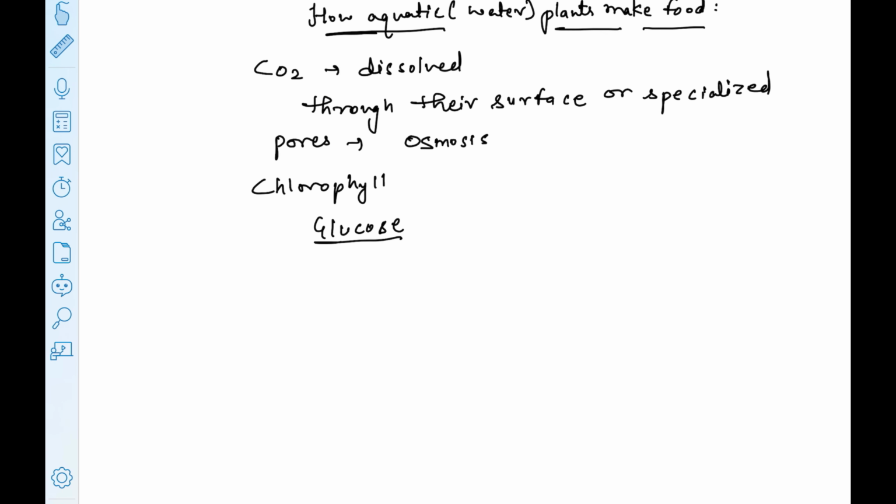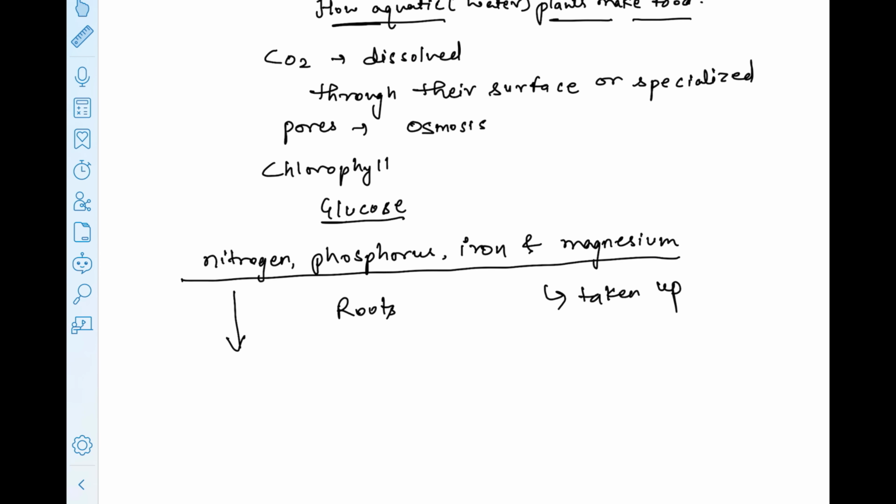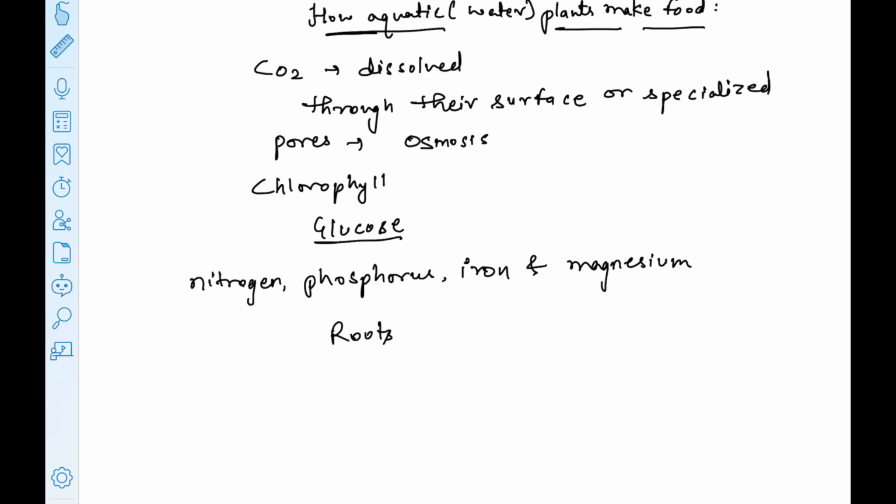Plants also need other raw materials for building their body, like nitrogen, phosphorus, iron, and magnesium. Nitrogen is an essential element used in the synthesis of proteins and other compounds. And this nitrogen is taken up in the form of inorganic nitrites or nitrates. So when roots absorb the water, these materials are also taken up from the soil.